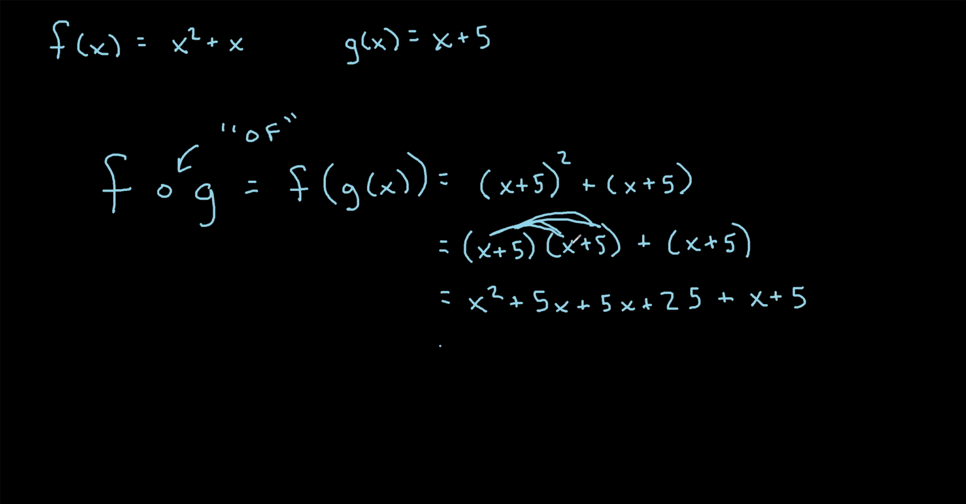And then we've still got this plus x plus 5 at the end here. So let's combine like terms. So we get x squared plus, we've got a 5x and a 5x, and then we have another x over here. So 5 plus 5 plus 1 more x, that's 11x. Then we've got 25 plus 5, that's 30. So our final answer, f of g is x squared plus 11x plus 30.